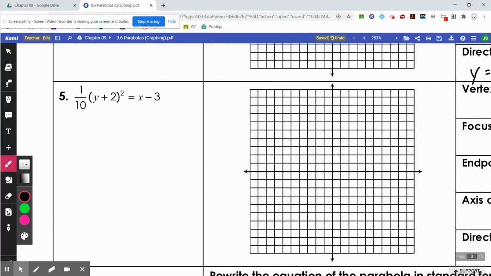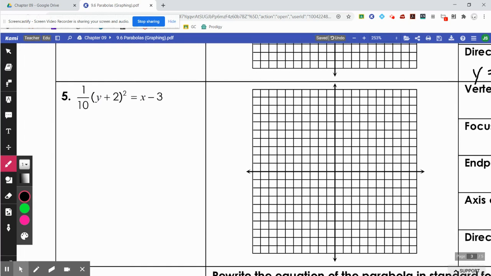Okay, number 5. Again, to get x by itself, all we have to do is move the 3 over. So we have x equals 1/10 (y + 2) squared + 3. Since this is an x equals, that means it's going to be a horizontal parabola. Since the value here of 1/10 is positive, that means it's going to cup to the right.